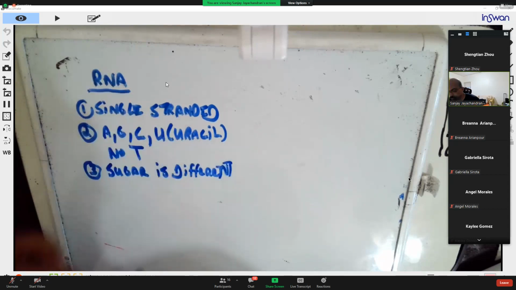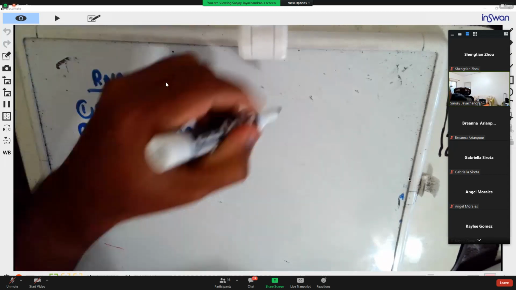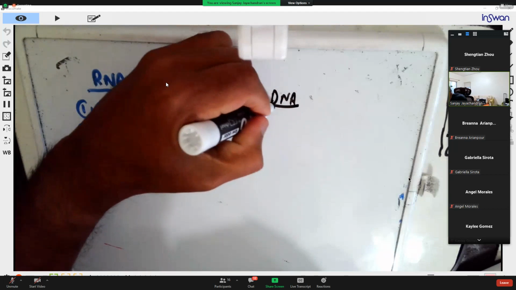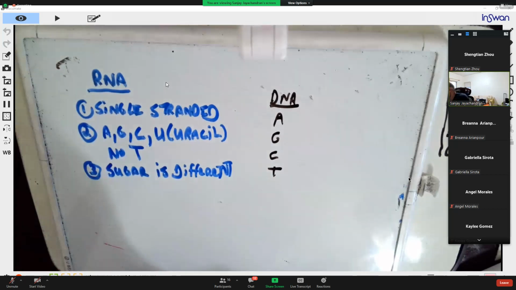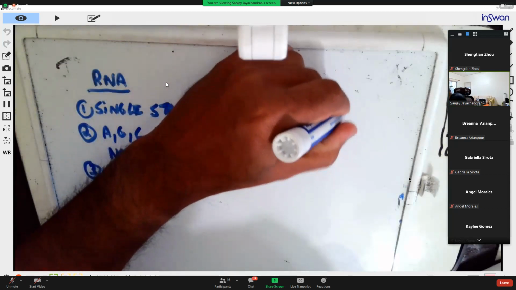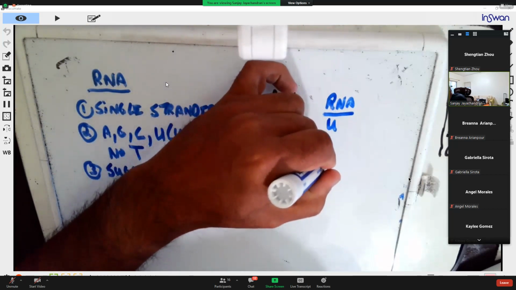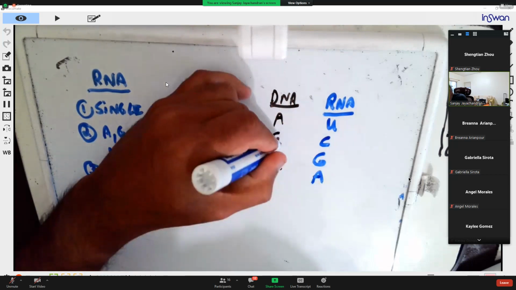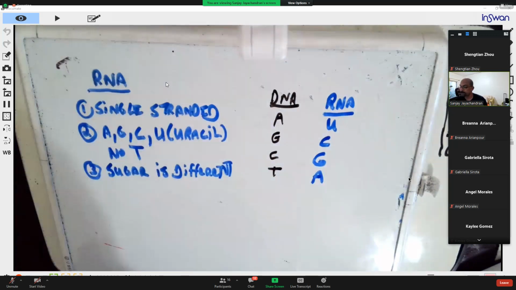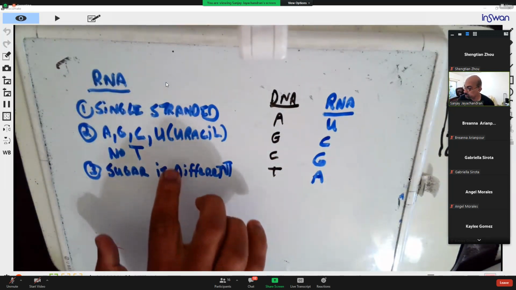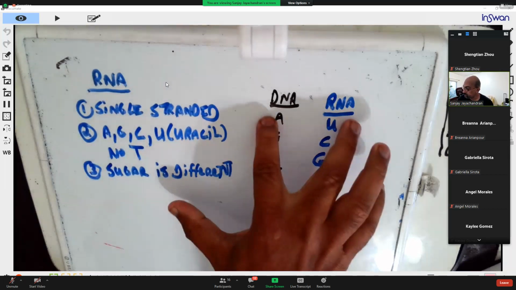So the general hookup rules for DNA and RNA are this. If the DNA nucleotides are A, G, C, T, the RNA, since there's no T, there's a U: A with U, G with C, C with G, T with A. Those are the RNA hookup rules. So: single-stranded, no T but a U, uracil, and these are how the nucleotides hook up with each other.